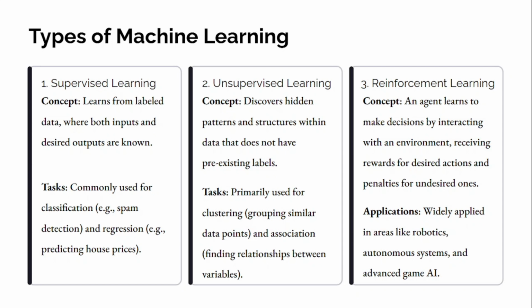So an agent learns to make decisions by interacting with an environment, receiving rewards for desired actions, and penalties for undesired ones. This is widely applied in areas like robotics, advanced games, and autonomous systems.